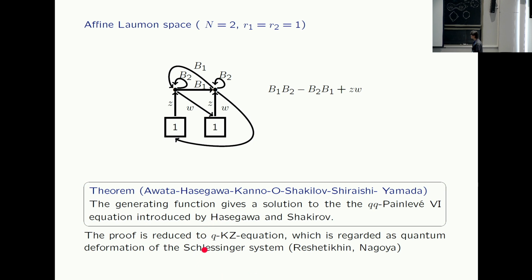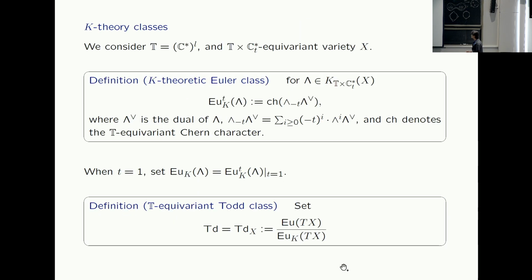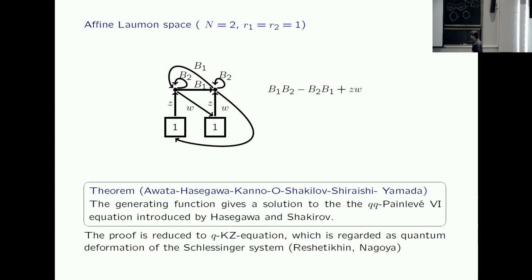In this proof, we reduce the equation to the qKZ equation, which is regarded as a quantum deformation of the Schlesinger system, first proposed by Lechtenfeld. And in the differential case, Nagoya proved this. But our situation is q-difference equations. And so this is a very different method from today's method.